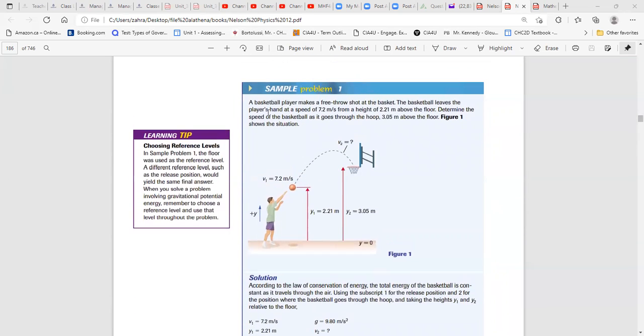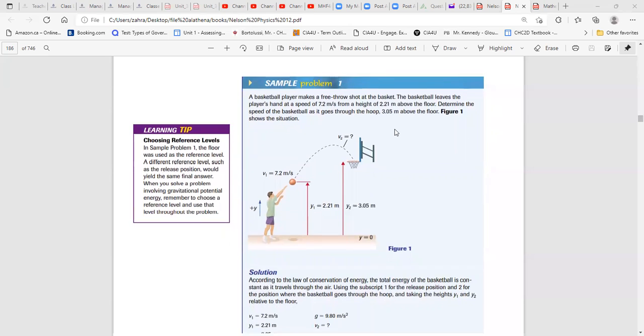Just do this question. A basketball player makes a free throw shot. The basketball leaves the player's hand at a speed of 7.6. The velocity here is given. The height is 2.21 above the floor. Determine the speed of the basketball as it goes through the hoop, 3.05 above the floor. So you have this hoop here. Again, it has a potential at this point, and now we want to find what is the velocity.